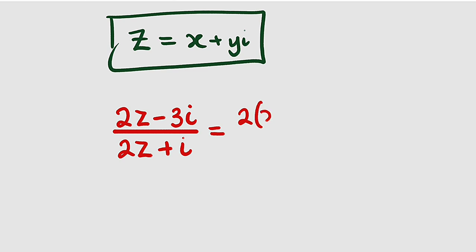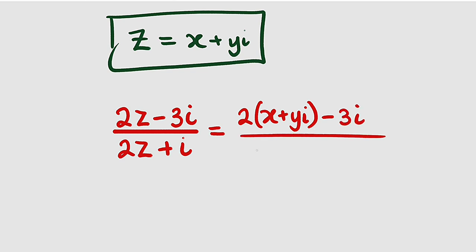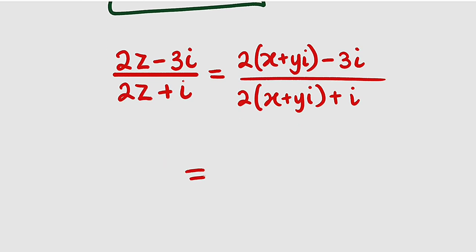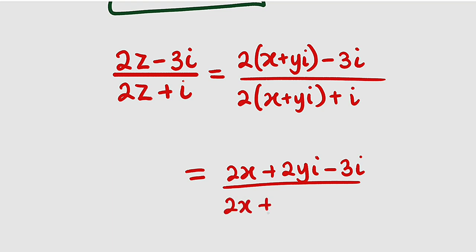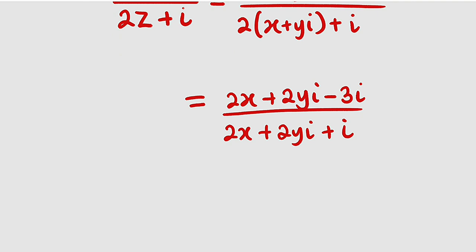So we have 2 multiplied by (x plus yi), then minus 3i to the top. Then to the bottom we have 2 multiplied by z, which is x plus yi, then plus i. Let's simplify this. If you expand the bracket, that will give us 2x plus 2yi, then minus 3i, divided by 2x plus 2yi, then plus i. Now we are going to rationalize the denominator by multiplying the top and the bottom by the conjugate of the denominator. The conjugate of the denominator will be 2x minus 2yi minus i. So we're going to multiply the top and the bottom by that.